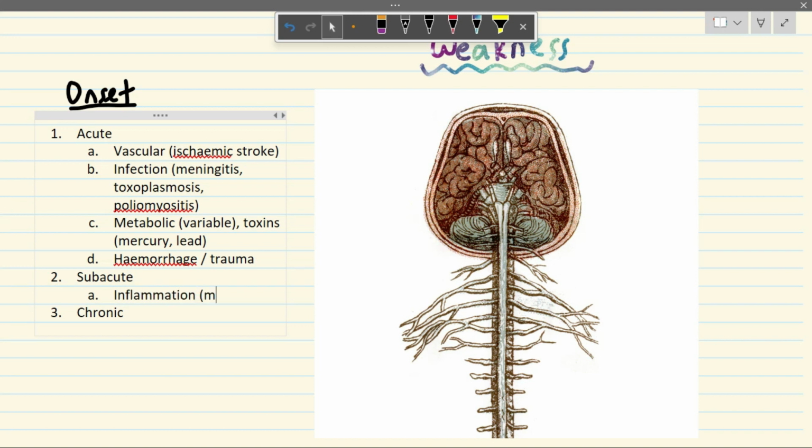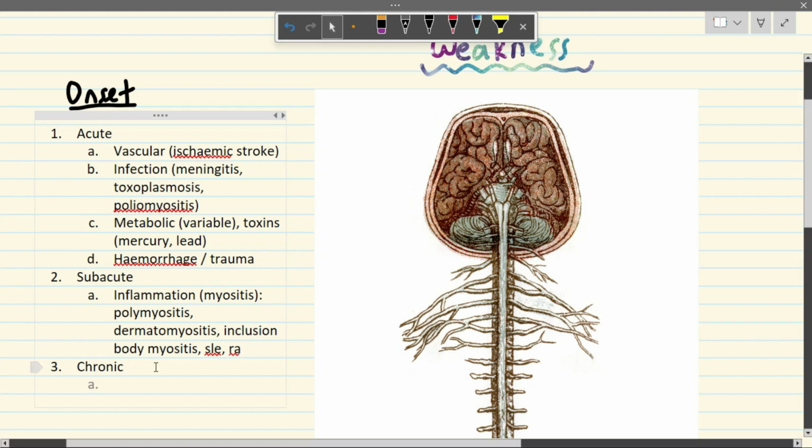Now moving on to subacute causes, it's usually caused by inflammation. Inflammation of muscle is also called myositis, right? We can have a lot of examples of myositis, including polymyositis, dermatomyositis, inclusion body myositis, or even SLE and rheumatoid arthritis.